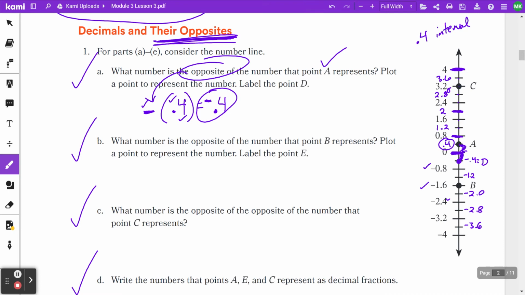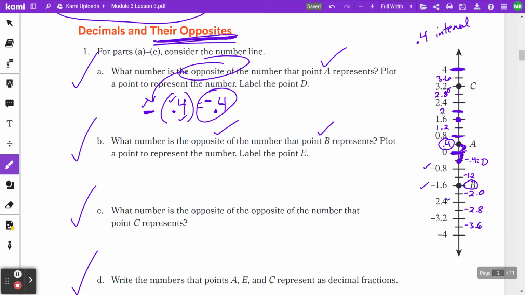There is one more thing I want to talk about. We'll get to that in a second. Let's do a couple more here. So the number is the opposite of the number that point B represents. Well, point B is over here. I kind of messed up this number line. It's all over the place. Well, if point B is a negative 1.6, then I want that positive 1.6. So I'm going to put that dot right in there.